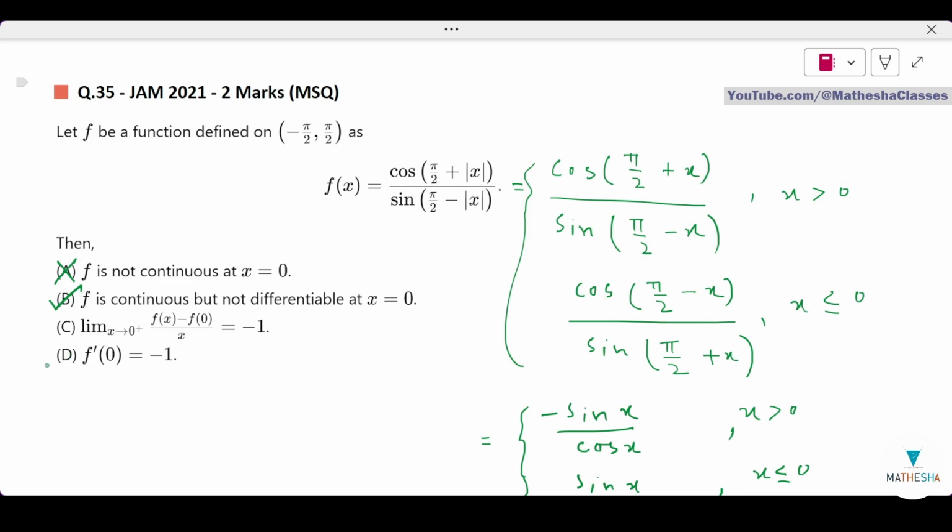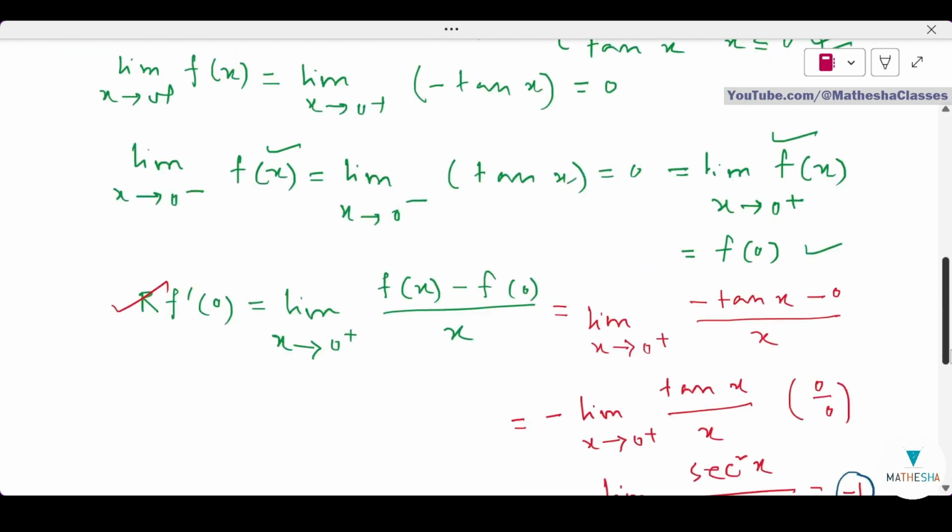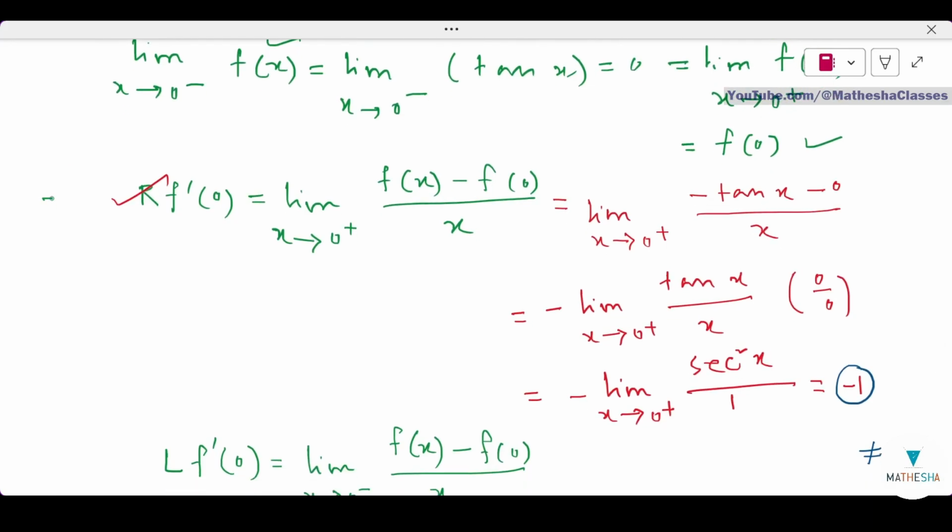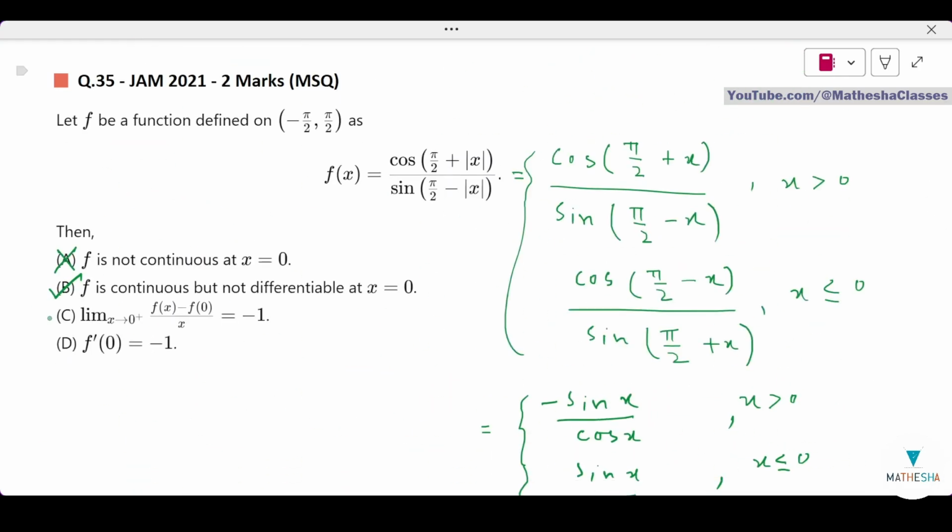Now what does option C say? It says limit x tends to 0 plus of f(x) minus f(0) by x equal to -1. Actually this is the right hand derivative, and we have already calculated that and found the value to be -1. So option C is correct. Option D says that f'(0) equal to -1, but we have just shown that this limit does not exist, so this is not true. So A, B and C are the correct options for this question.